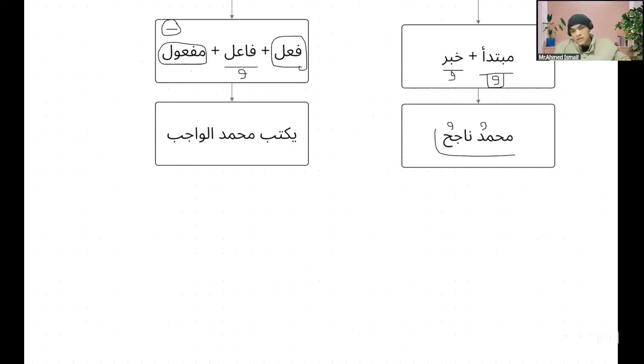After that, inshallah, in the future, we have a specific rule that will tell you the type of the words that you should put dhamma above, and the other type of the words that you should put tanween above, like double dhamma or double fatha or double kasra. So when I say double dhamma or dhamma alone, it's the same thing. Okay, so Muhammadun najihun. So let's try the other one here.